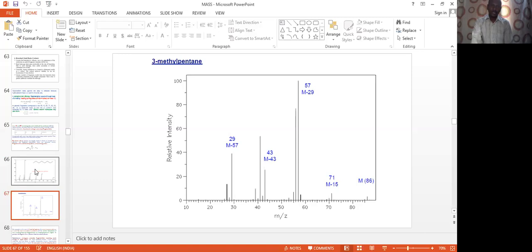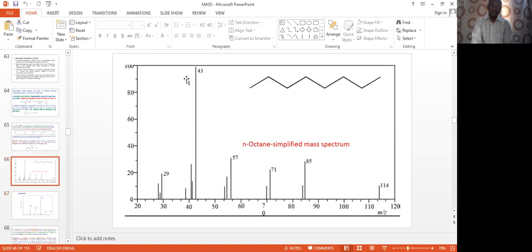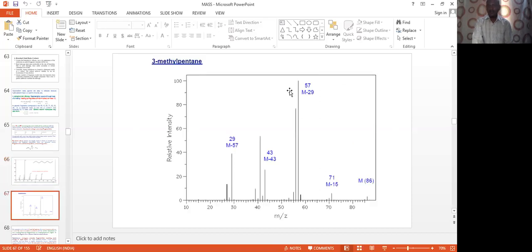So that's what you can see here. M by Z value 43 is 100% in the straight chain alkane, right? And 57 or 71 are very low in intensity. At the same time, go to the branched one. This is 2-methyl pentane. In 3-methyl pentane, the methyl group is substituted at the third position. Can you write down the structure? 3-methyl pentane.